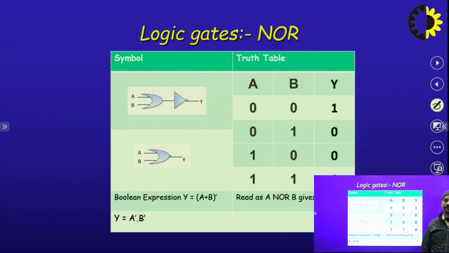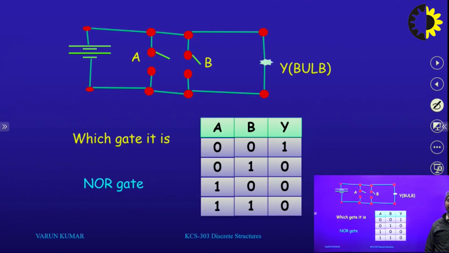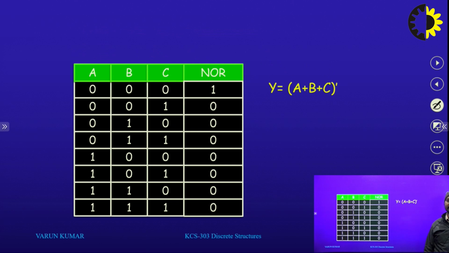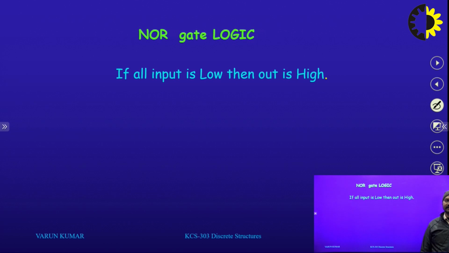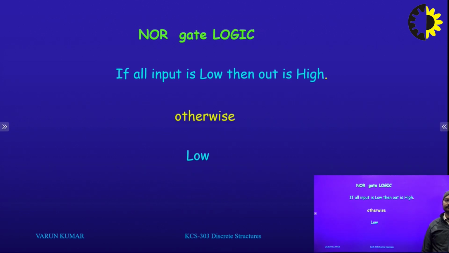You can compute yourself that this is the table of the NOR gate. If all inputs are low, then the output is high, otherwise low. This is the circuit and this is the table. This is the NOR gate logic: if all inputs are low, then the output is high, otherwise low.